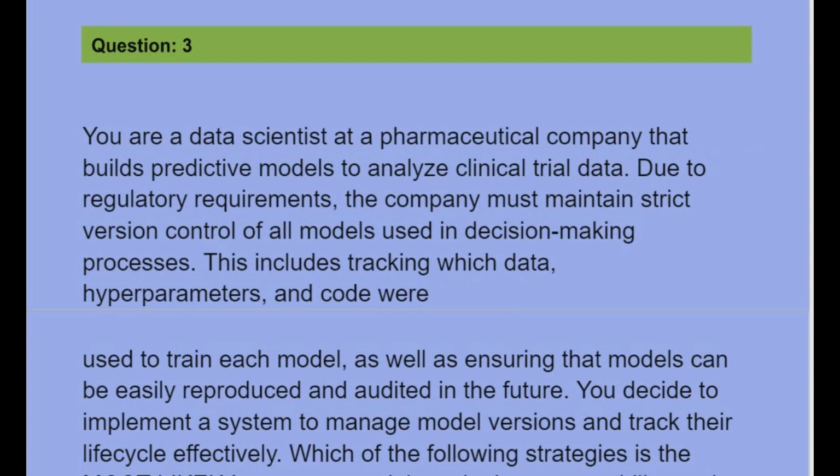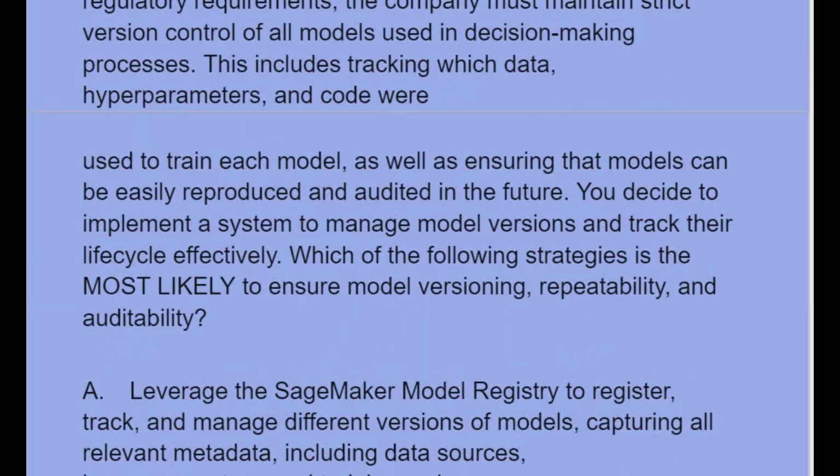Question is, you are a data scientist at a pharmaceutical company that builds predictive models to analyze clinical trial data. Due to regulatory requirements, the company must maintain strict version control of all models used in decision-making processes. This includes tracking which data, hyperparameters, and code were used to train each model, as well as ensuring that models can be easily reproduced and audited in the future. You decide to implement a system to manage model versions and track their life cycle effectively.